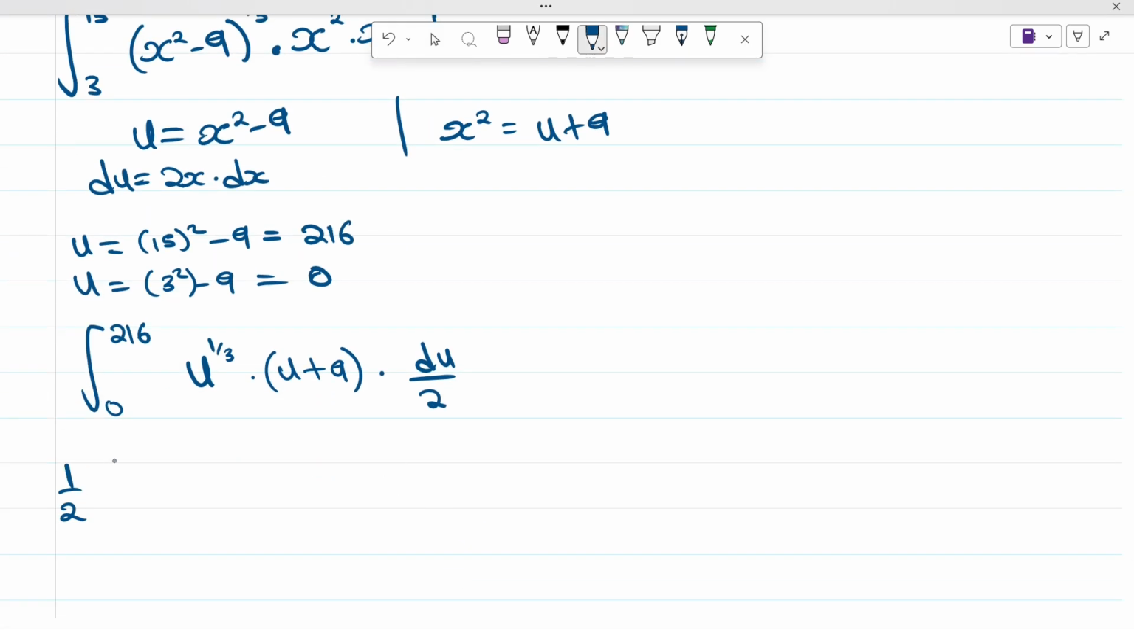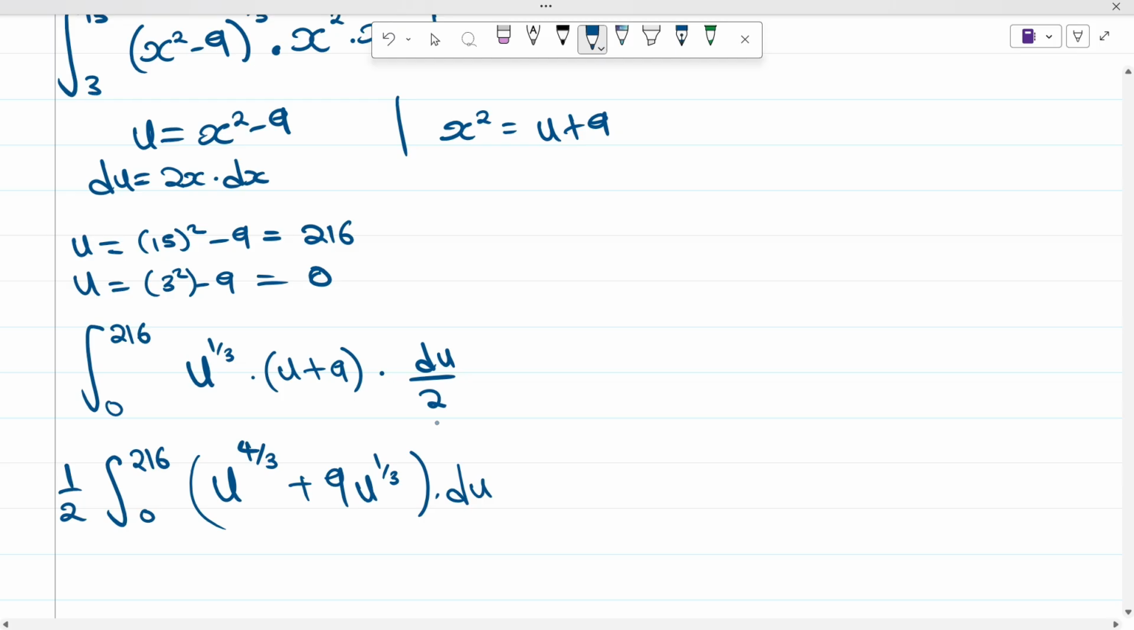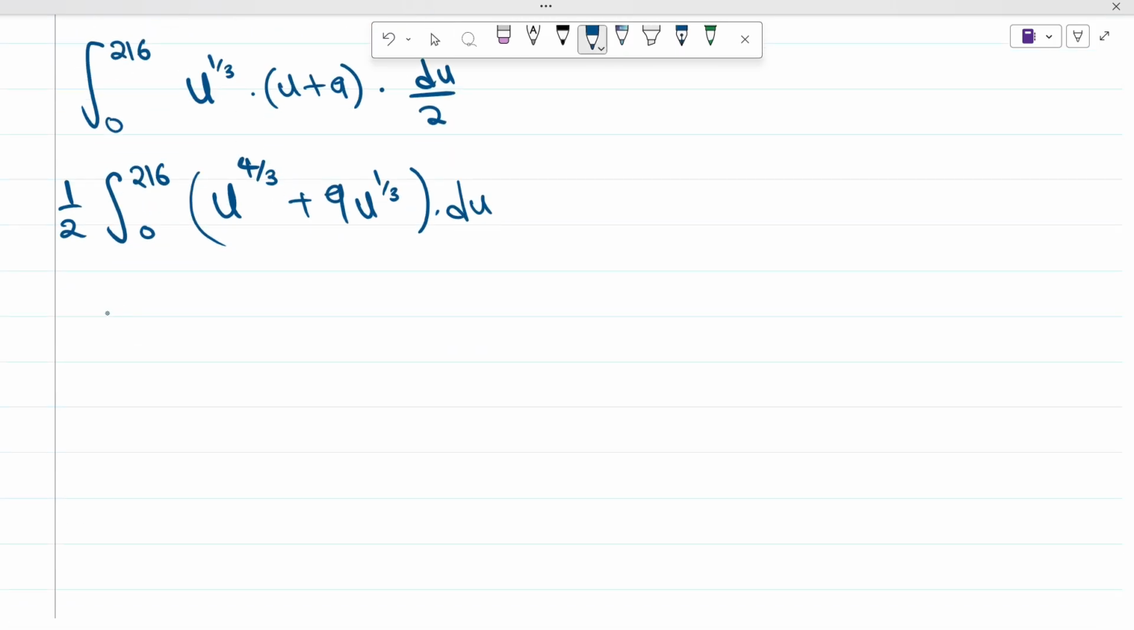That makes sense, right? So we just need to take 1 over 2 out. When I take 1 over 2 out, I'll get 216 to 0, and then I multiply there, I'll get u to the power 1 over 3 plus 1. 1 over 3 plus 1, that's 4 over 3. So 4 over 3 plus 9u to the power of 1 over 3. Then we integrate this with respect to u. From here, you can see that it's going to be easy to integrate.